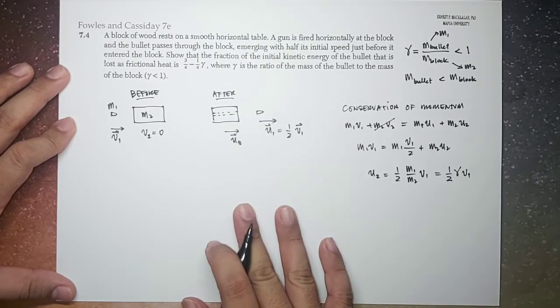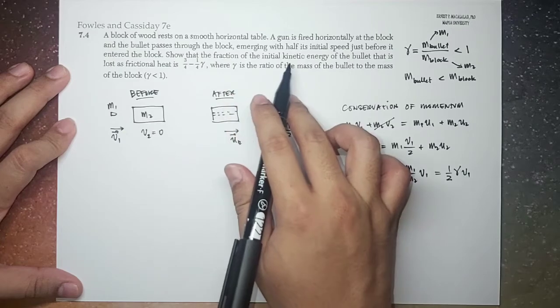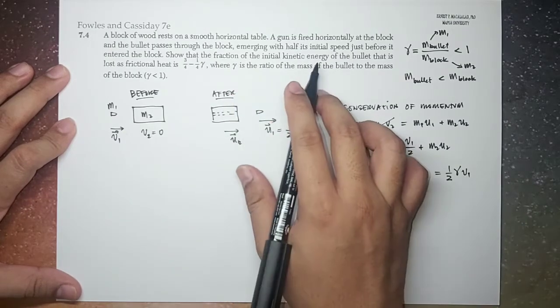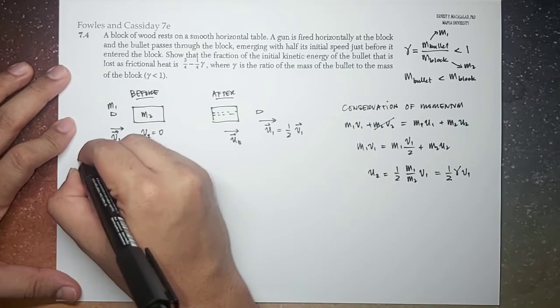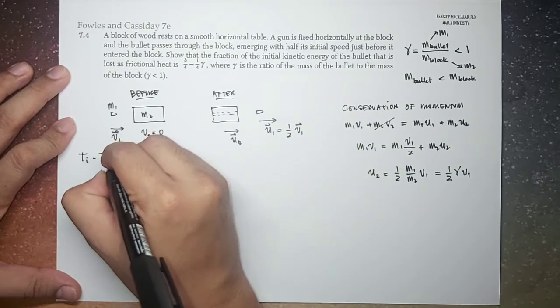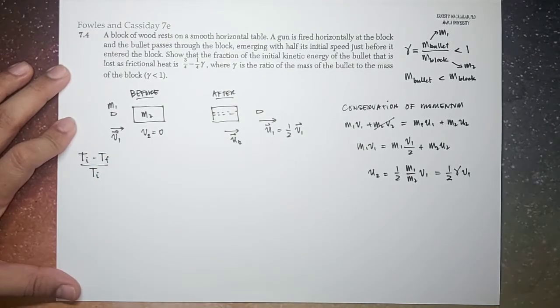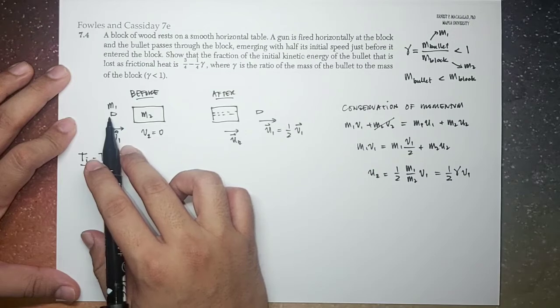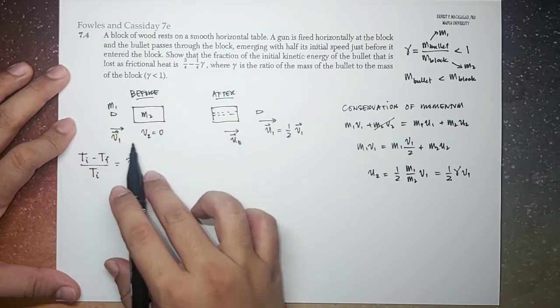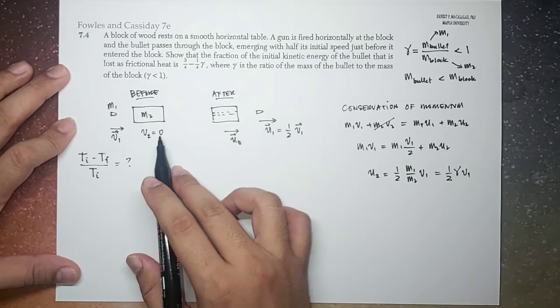Now, as mentioned here, we want to find the kinetic energy that was lost. So we're looking at Ti minus Tf divided by the original kinetic energy. We're looking for this. Remember that before collision, only the bullet moves, so the total kinetic energy of the system is carried by the bullet.